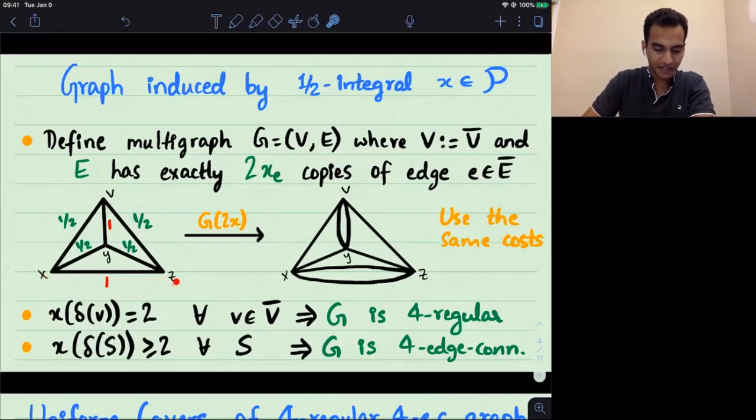If we consider the half-integral solution which is shown here, then the graph induced by 2 times x is shown here. Every half edge gives rise to exactly 1 edge, and 1 edges give rise to 2 parallel edges. We use the same cost function that was there in the original graph for the cost on the edges in this graph. Parallel edges basically get the same cost. Since the fractional degree is exactly 2, it is easy to see that G is 4-regular. Since x of delta S is at least 2, we can see that G is 4-edge connected.